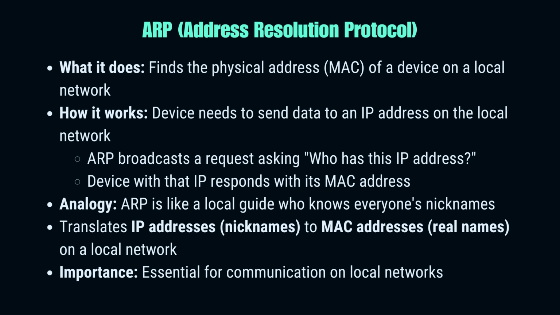On a local network, ARP plays a crucial role in translating IP addresses to physical MAC addresses. Let's understand how this protocol works. ARP, or Address Resolution Protocol, is like the local guide that knows everyone's nicknames on a network. When a device wants to send data to another device on the same local network, it needs to know the other device's physical address, also known as the MAC address.